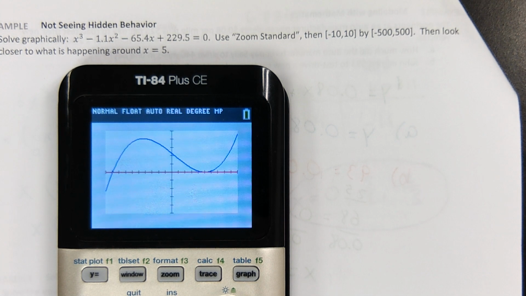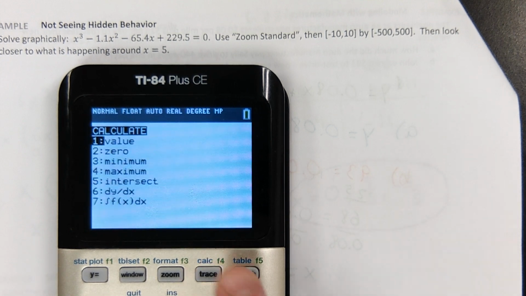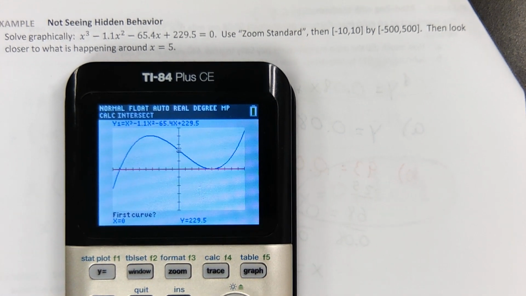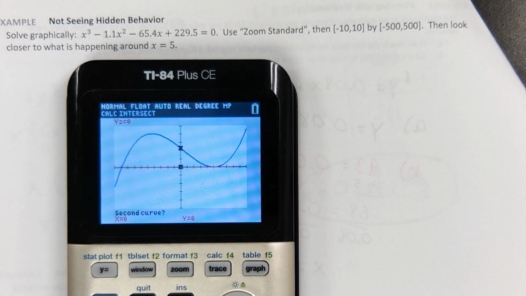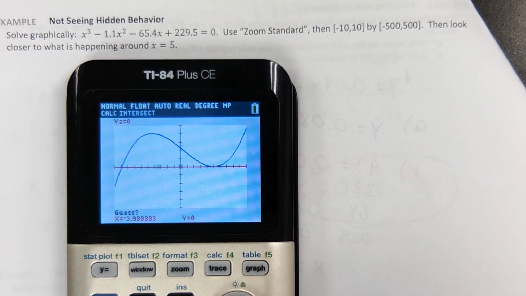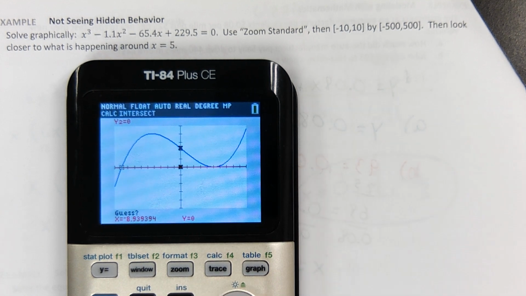Tell you what, let's go ahead and do second trace intersect. And let's find this one on the far left. Second trace 5. It says, is this blue one the first one? I say yes by hitting enter. Is this red one the second one? I say yes by hitting enter. It says, all right, go ahead and get close. I like going from left to right, so I'm going to the far left. That's close enough. Look at that. It's a perfect answer. X equals negative 9.